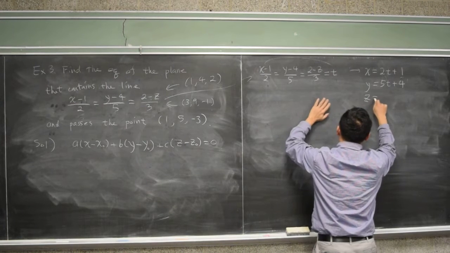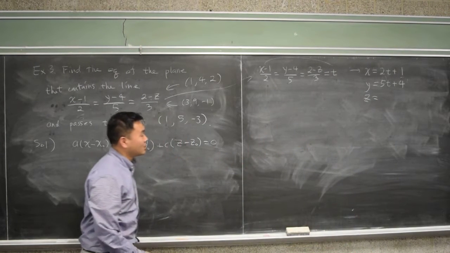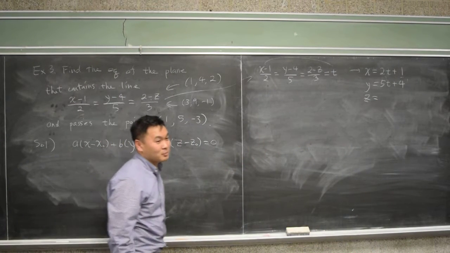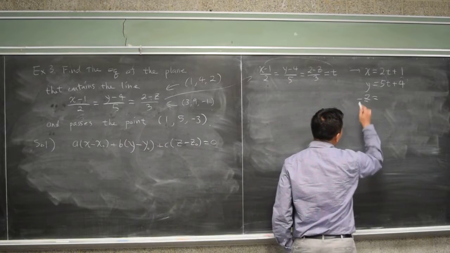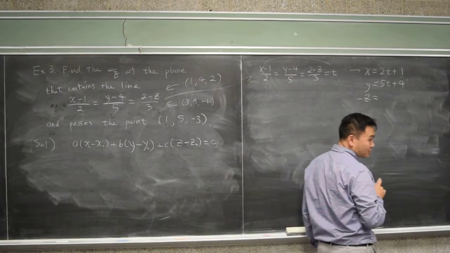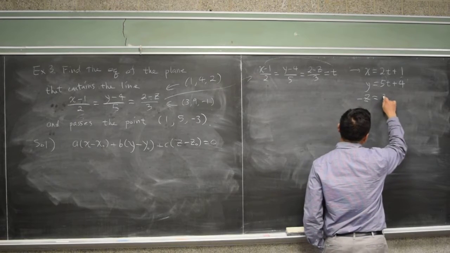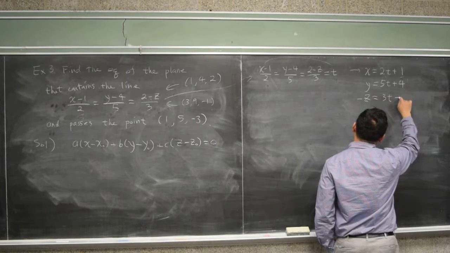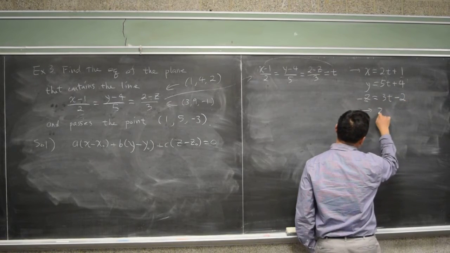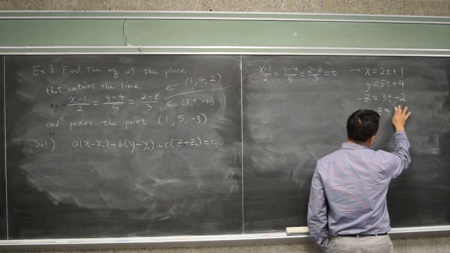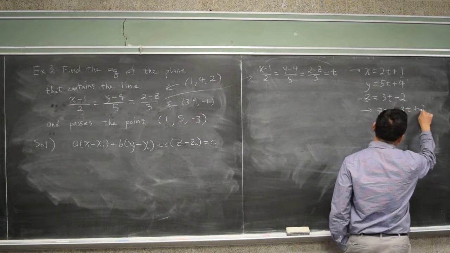And z would be, can you tell me z? Can anyone tell me z? Oh, okay. Negative z is equal to what? 3t minus 2. Therefore, z is equal to negative 3t plus 2.